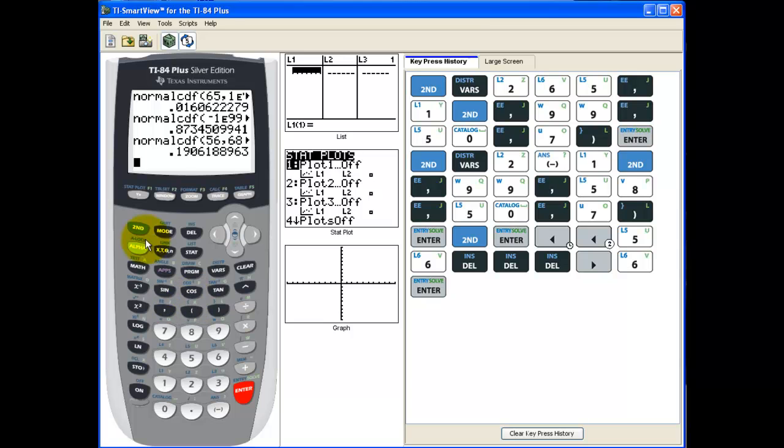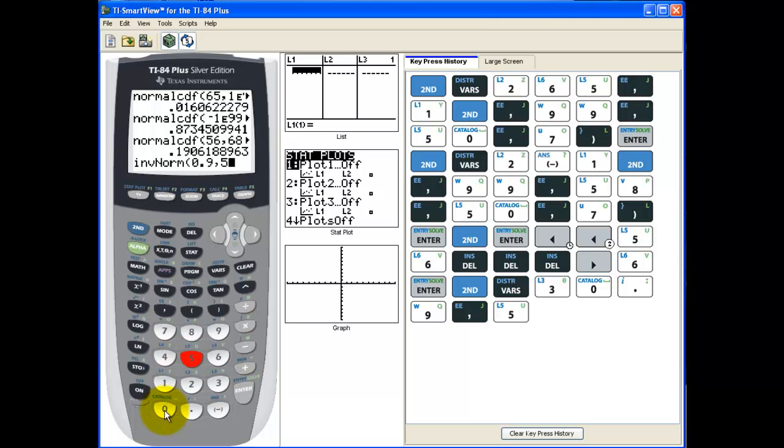So we're going to use inverse norm for this. And just like normal CDF, inverse norm can also work with a normal function that's not standard, meaning if you want to input the mean and the standard deviation, it's perfectly happy to work with that. So in this case, the region's area would be 0.9. That's the 90%, and the mean would be 50, and the standard deviation would be 7.